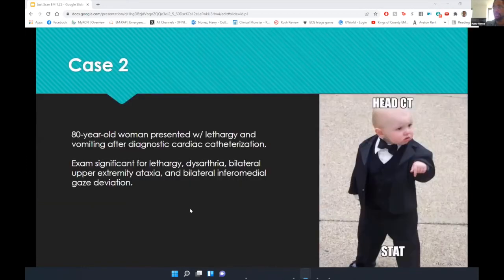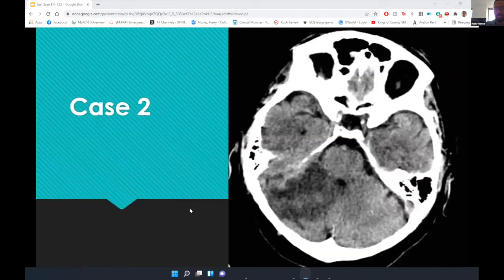All right, next case. You have an 80-year-old woman who presented with lethargy and vomiting after a diagnostic cardiac cath. Her exam is significant for lethargy, dysarthria, bilateral upper extremity ataxia, and bilateral inferomedial gaze deviation. All right, so let's get that CT stat, and you see this. Can anyone point out what they see?